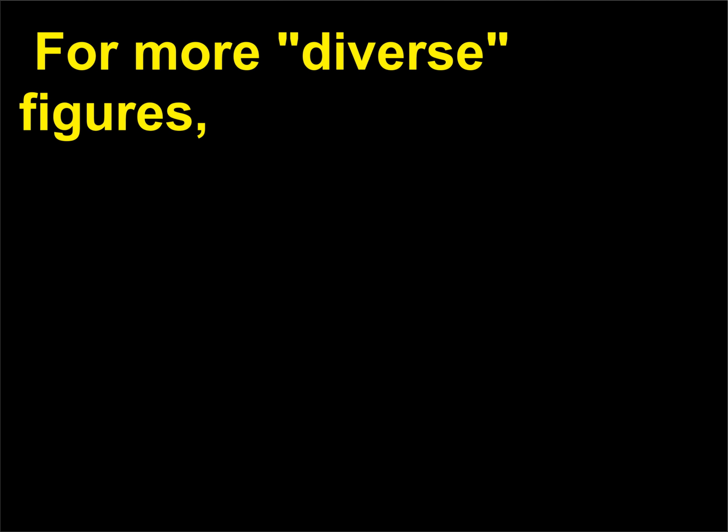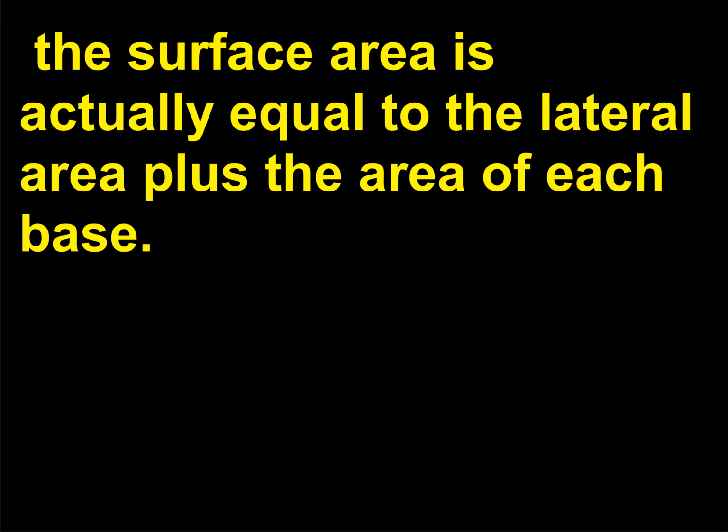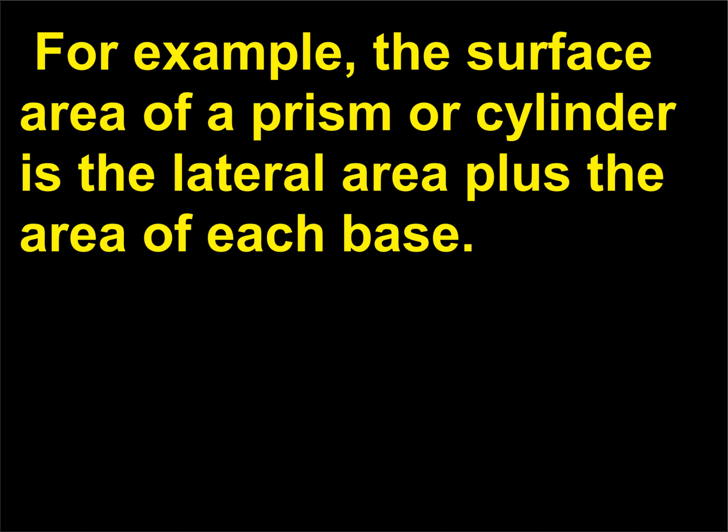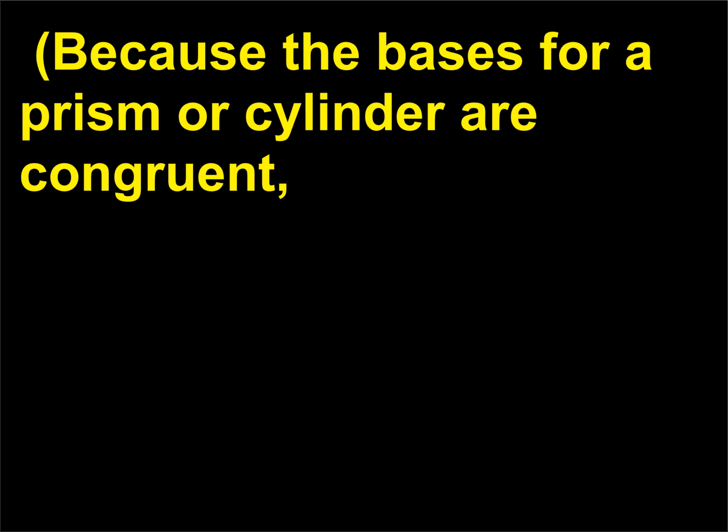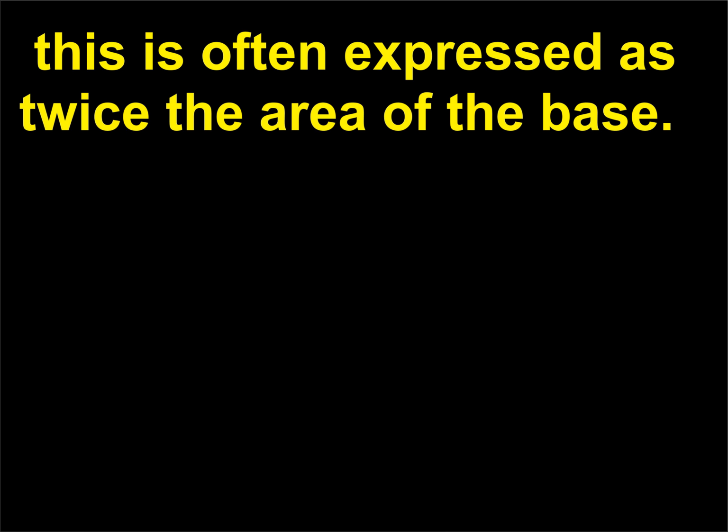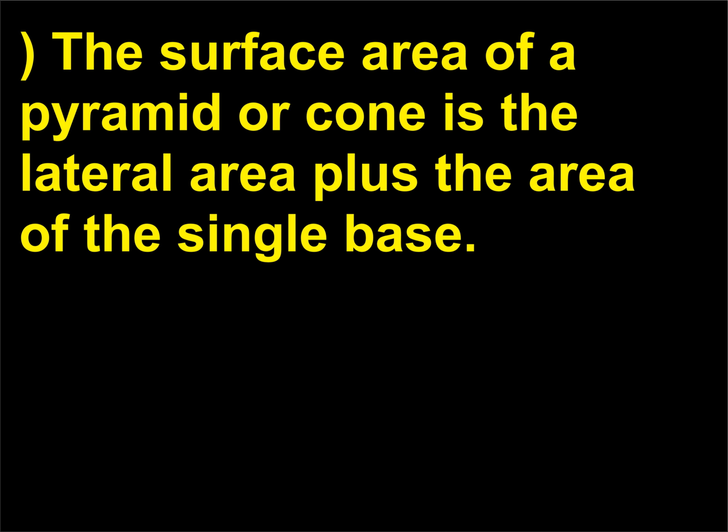For more diverse figures, the surface area is actually equal to the lateral area plus the area of each base. For example, the surface area of a prism or cylinder is the lateral area plus the area of each base. Because the bases for a prism or cylinder are congruent, this is often expressed as twice the area of the base. The surface area of a pyramid or cone is the lateral area plus the area of the single base.